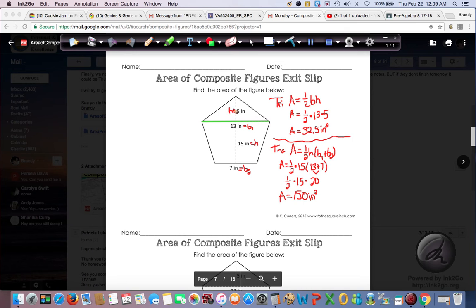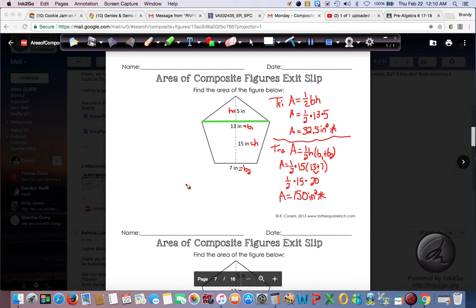The area of a trapezoid is 150 inches squared. Now we're not done yet. We found the area of the triangle. That's brilliant. We found the area of the trapezoid. Very good. But to find the area of the figure, we have one step left. We've got to add our two areas together. So you got to take your two answers and add them together.